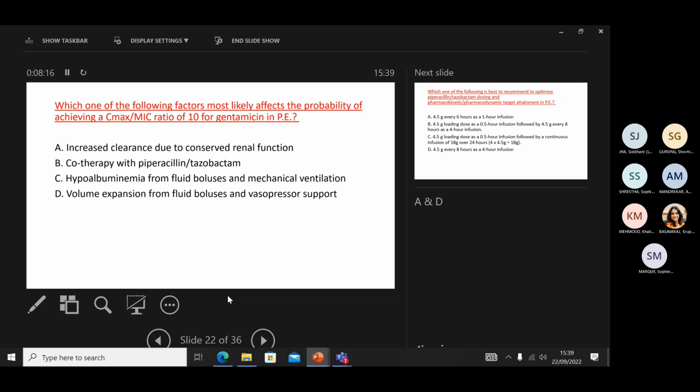Which one of the following factors most likely affects the probability of achieving a Cmax to minimum inhibitory concentration ratio of 10 for gentamicin in this gentleman? Is it A, the increased clearance due to preserved renal function, because renal function is really well? Is it B, co-therapy with Piptaz? Is it C, the low albumin from fluid boluses and mechanical ventilation? Or is it D, volume expansion from fluid boluses and vasopressor support?